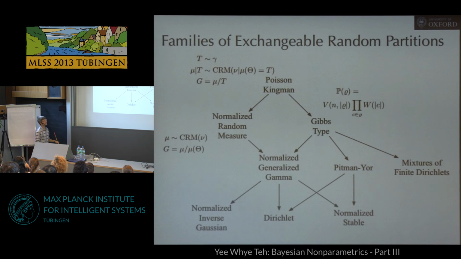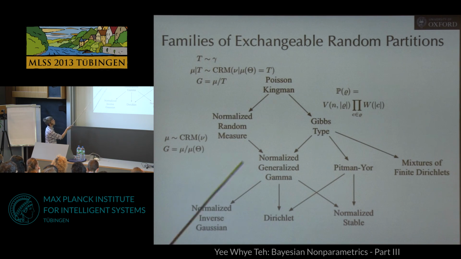Okay. In the last minute, I would like to just show a little diagram of all the various exchangeable random partitions that we've seen. So we saw the Dirichlet and the Pitman-Yor process in great detail. Briefly described normalized random measures, and one subfamily of this is the normalized generalized gamma. And if you mix over normalized generalized gammas, you're going to get a Pitman-Yor. Okay? And both of them contain the Dirichlet as a special example, and also the normalized stable process as a special example.